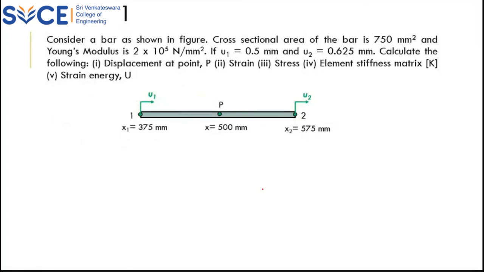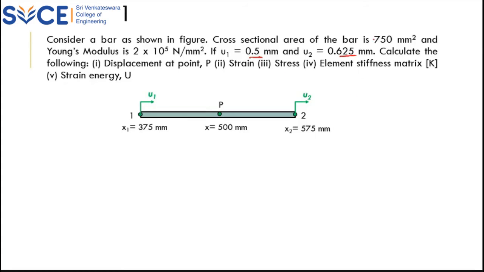Let me consider something like this. So this problem is to help you understand the purpose of your interpolation function and how to identify stress and strain for a particular problem, right? So you have a bar here. They are given x1 is 375 mm, x2 is 575 mm, and u1 is 0.5 and u2 is 0.625, right?